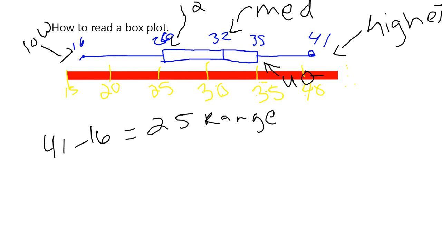So just to summarize, the things that you can read from a box and whisker plot is the lowest point and the highest point, which gives you the range, the median number, as well as the lower quartile and upper quartile.